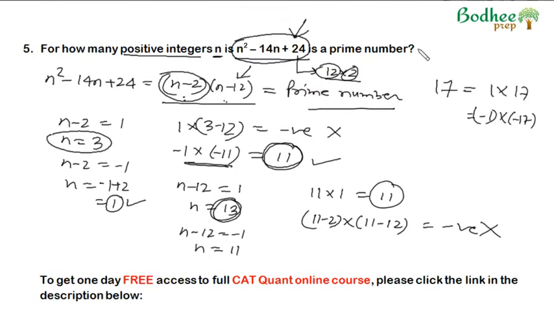So the answer for this question is 2, because we have been asked for how many positive integers this is a prime number. I believe all of you have understood it, and I repeat, such questions have appeared very consistently both in mocks as well as in MBA entrance exams. This is the best way to ensure that you get all the possible values. Do not ignore the negative values.